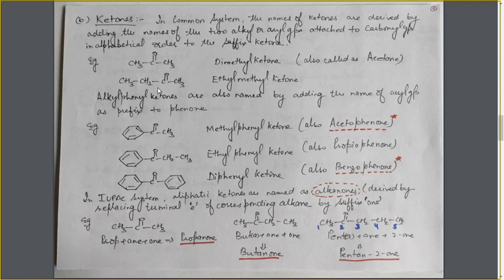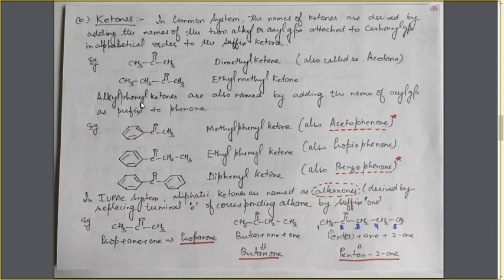Next, in this case, in this C double bond O group, there is one ethyl group and one methyl group. Keeping the alphabetical order, the ethyl will come first, so the name becomes ethyl methyl ketone.